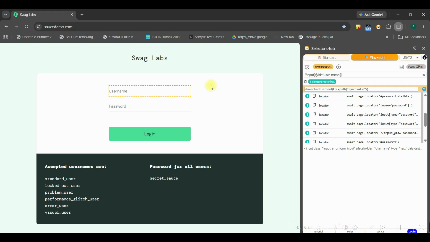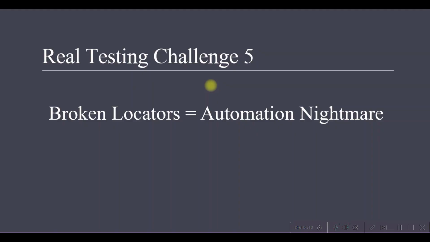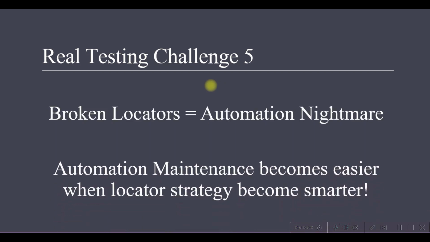You can explore this tool for more detail, so you will get more information. So all in a much faster and even smarter way, nowadays you can use this tool to locate your element. So I can say that, guys, automation maintenance becomes easier when locator strategy becomes smarter, correct?